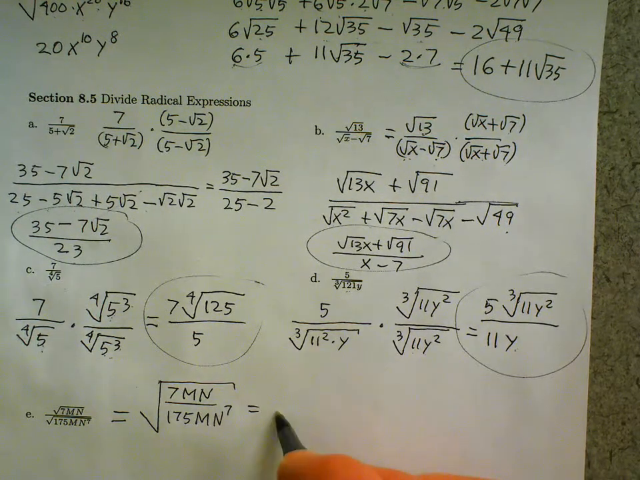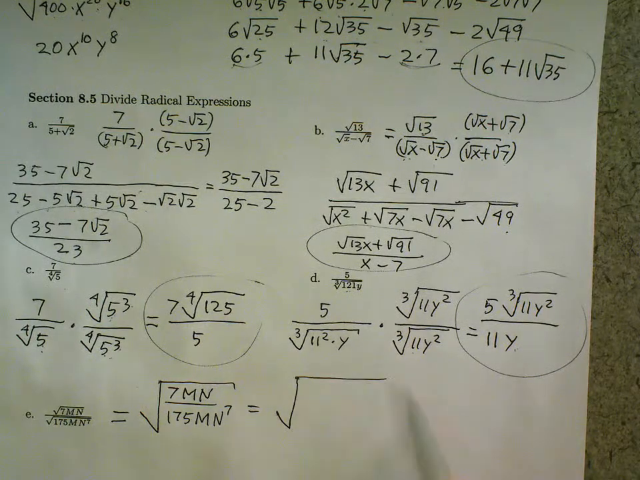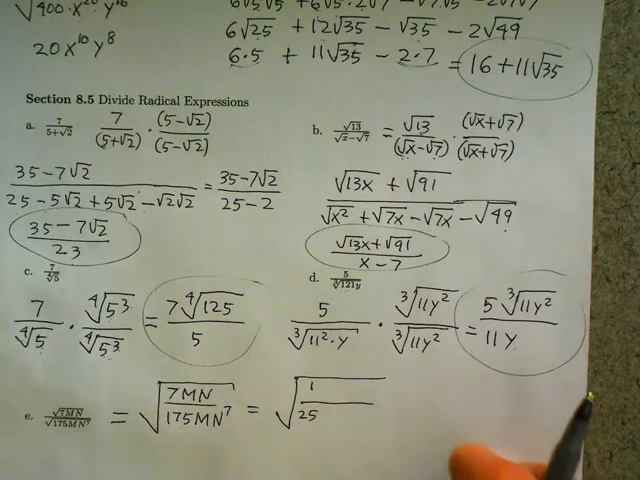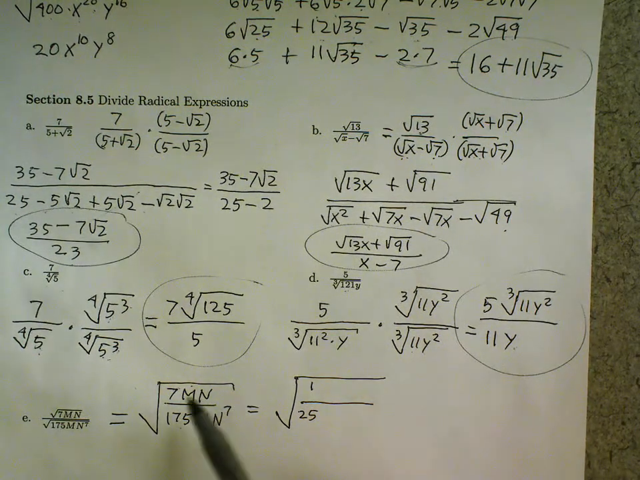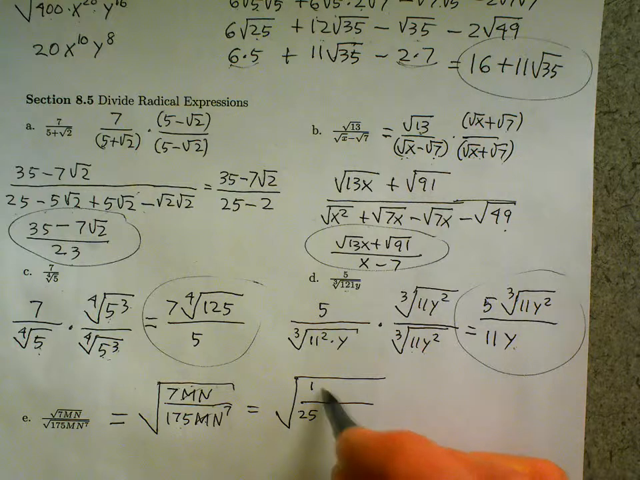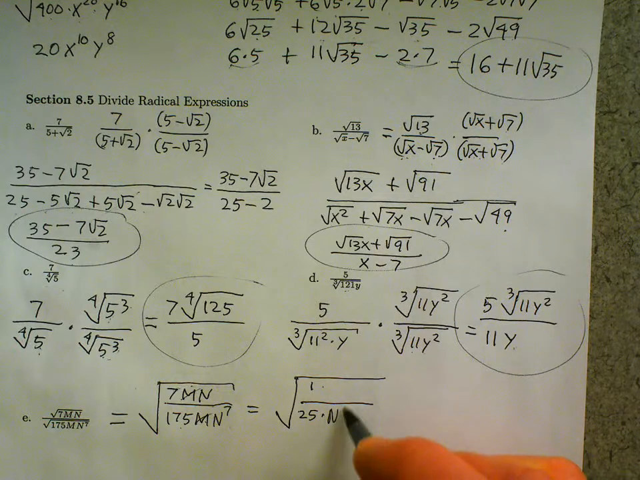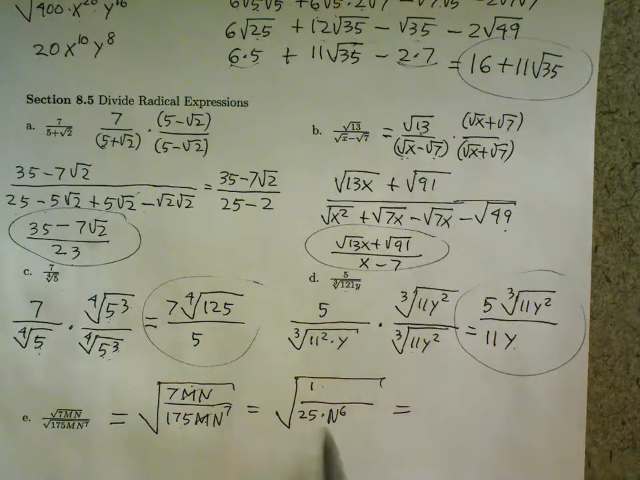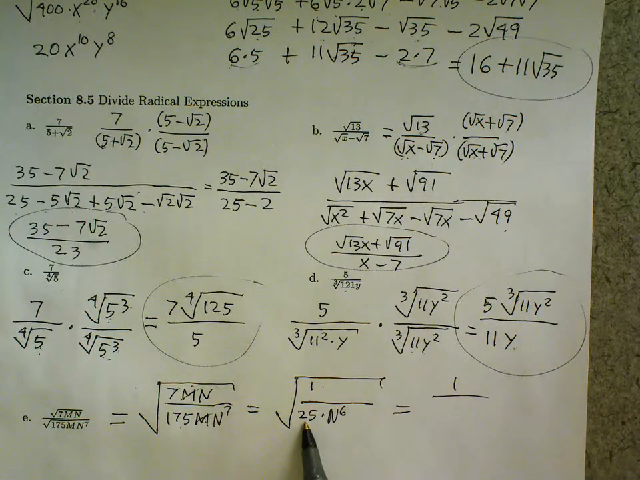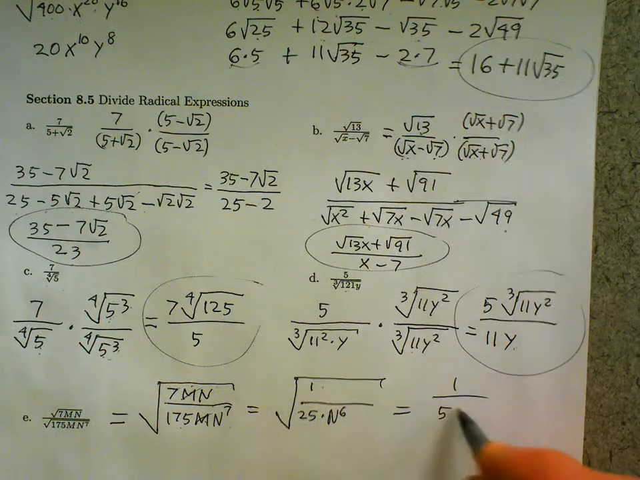and then write the rational expression in lowest terms, 7 over 175 simplifies to 1 over 25. M divided by m is 1, so those cancel. And then n divided by n to the 7th is 1 over n to the 6th. And then in the numerator, the square root of 1 is 1, and in the denominator, the square root of 25 n to the 6th is 5 n to the 3rd.